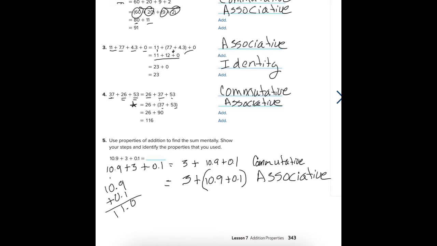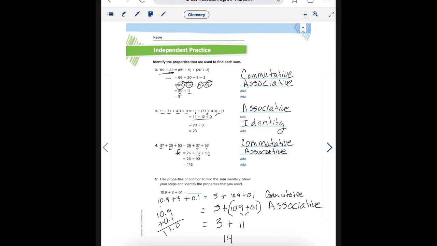Now, I can do the plus sign. So I have 3 that's left over. And these two numbers together equal 11. And I'm just going to put it like that. I'm not going to put the decimal or the placeholder 0 because I don't need to. And then I know mentally that 3 plus 11 is 14. And there's my answer. And I labeled all the properties I used.